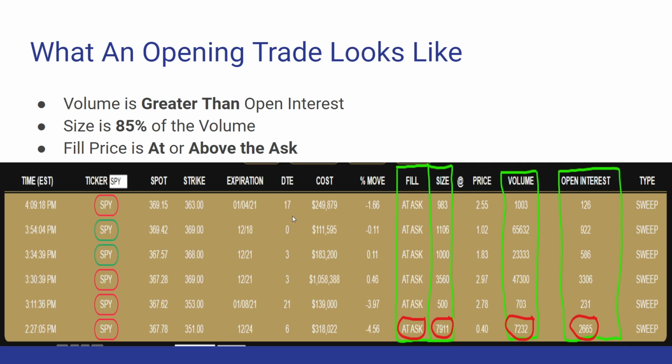So the ask is the highest price that you can pay for something, and you're guaranteed to get filled if you buy at the ask. So if we see that a trader is buying at the ask, that shows, again, aggression. Anytime we see aggression, that likely means that it's an opening position. And the opening positions are things that we would like to follow or things that should catch our attention.